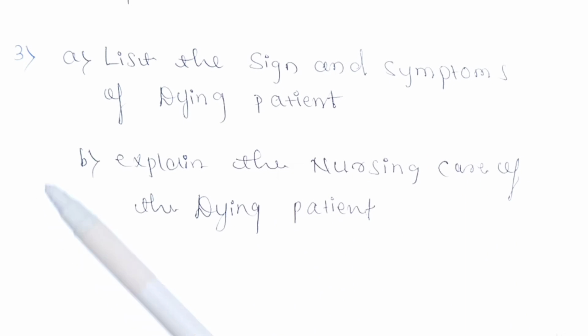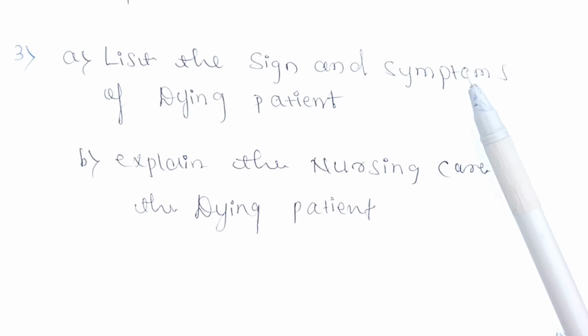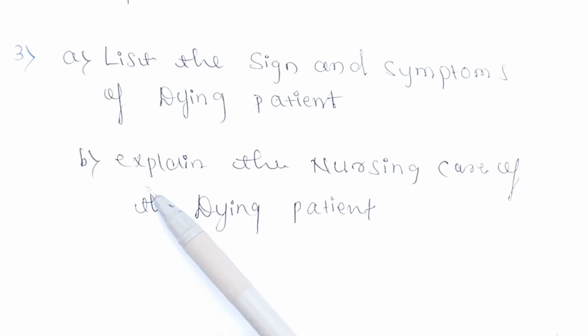Third question, A: list the signs and symptoms of a dying patient. B: explain the nursing care of the dying patient. So here they asked directly for signs and symptoms. First you write what is the meaning of dying patient, right? After that, start to write the signs and symptoms. Next, in B, explain the nursing care of the dying patient.